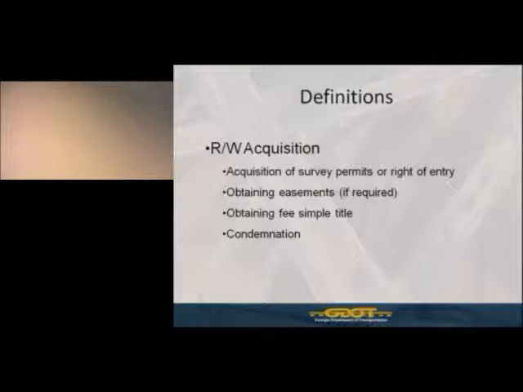Right-of-way acquisition is fairly self-explanatory. That's where you would need time for acquisition of survey permits or right of entry on property, or even obtaining easements if necessary for your facilities if you have some that are located off the right-of-way, including fee simple title, even condemnation if necessary. This phase should just identify essentially the footprint you need in order to complete your facility relocation work.